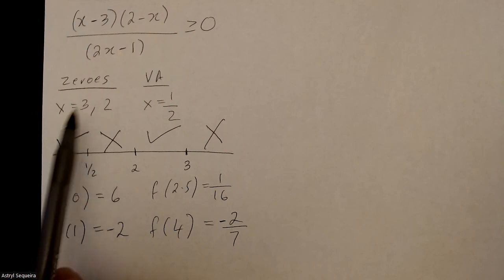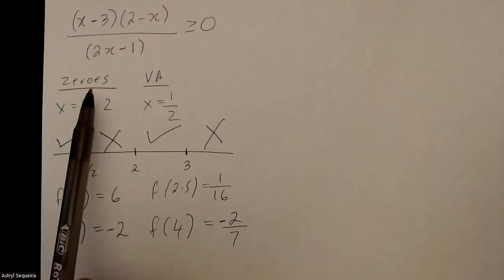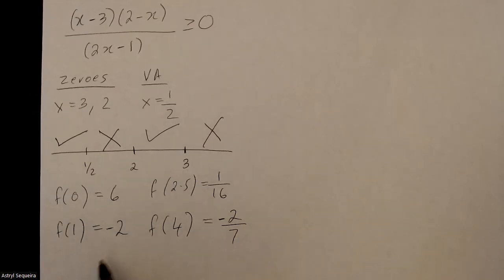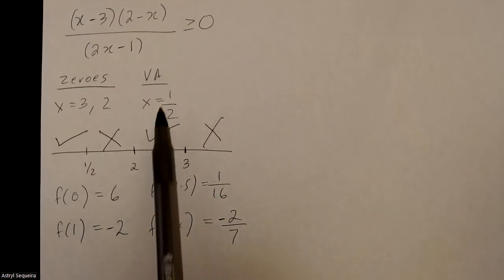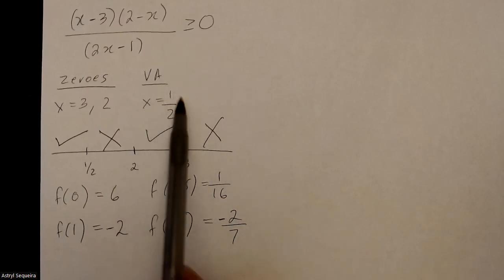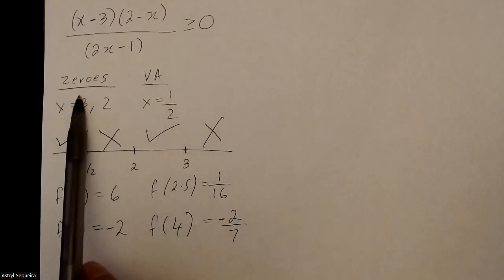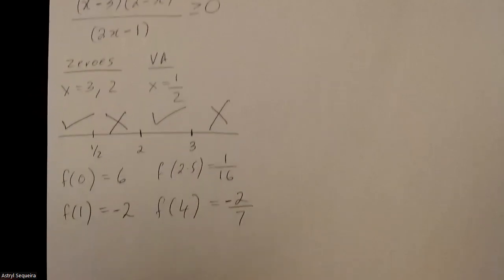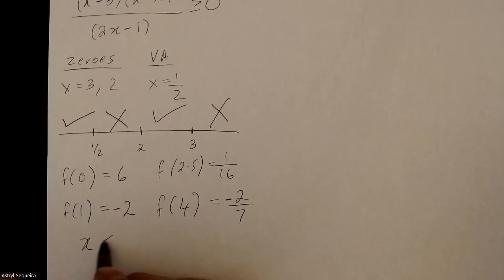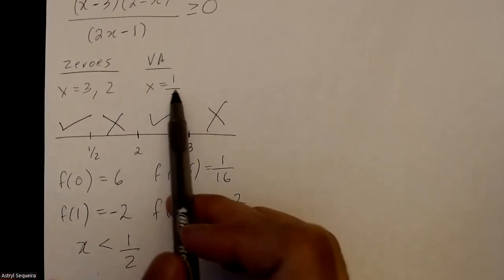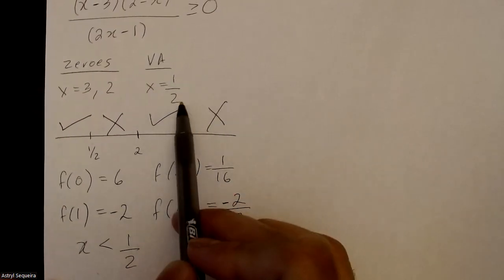The important thing to know when you're writing your final solution is that we have a greater than or equal sign here. So we'll use a greater than or equal sign in our equation, but we cannot use a greater than or equal sign for our vertical asymptotes. Just remember that it only applies to the 0. So when I'm writing my solution, I'm going to write x is less than 1/2. And I don't put an equal over here because 1/2 is a vertical asymptote.